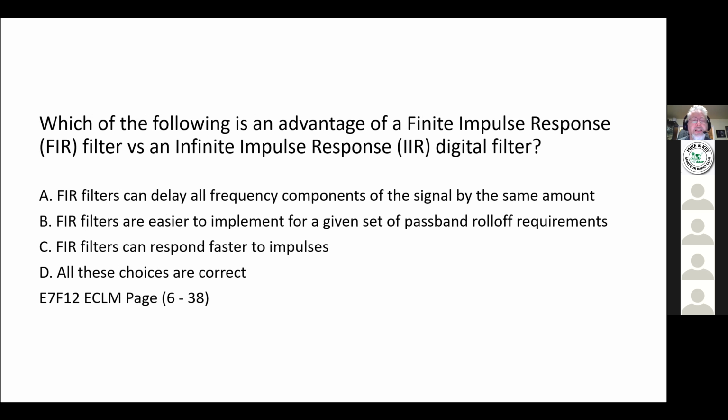Which of the following is an advantage of a finite impulse response, or FIR, filter versus an infinite impulse response, or IIR, digital filter? A, FIR filters can delay all frequency components of the signal by the same amount. B, FIR filters are easier to implement for a given set of pass-band roll-off requirements. C, FIR filters can respond faster to impulses. Or D, all these choices are correct.